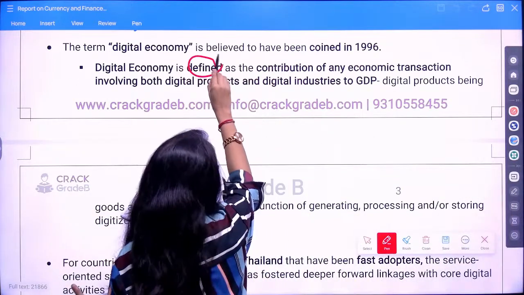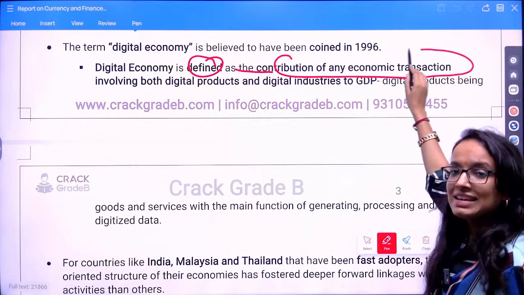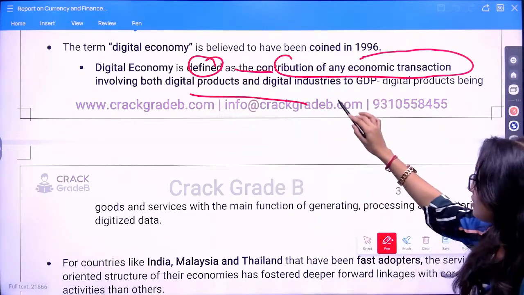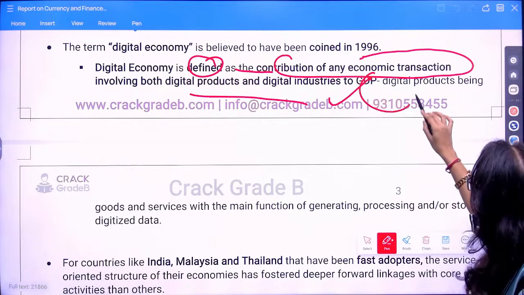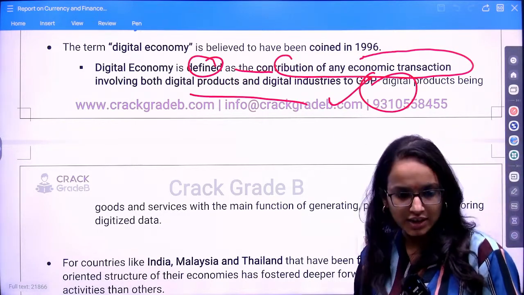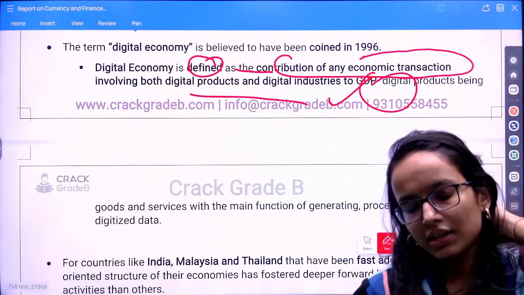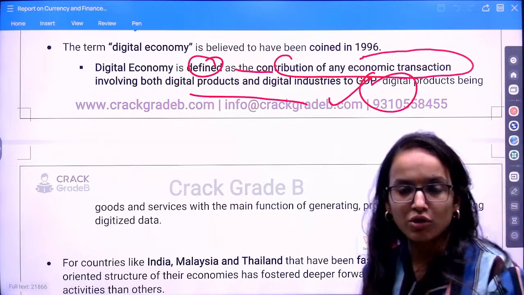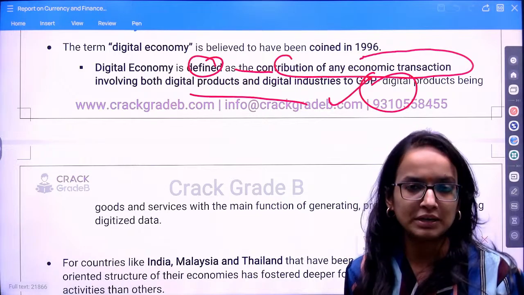Digital economy is defined as the contribution of any economic transaction involving both digital products and digital industries to GDP, right? As I have discussed with you, any economic transaction, digital products, digital services, whatever in the digital form is contributing to your GDP in simpler terms, right?